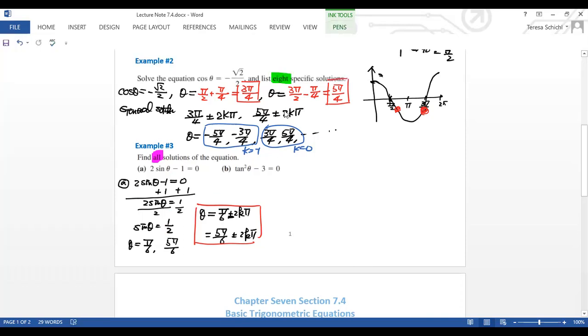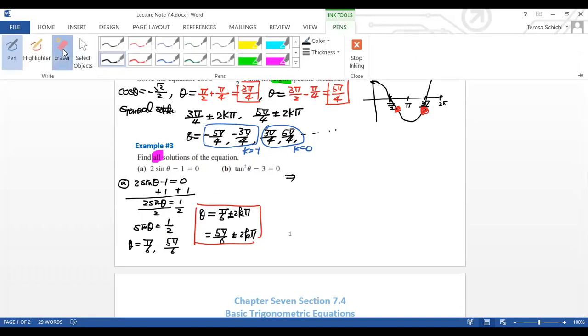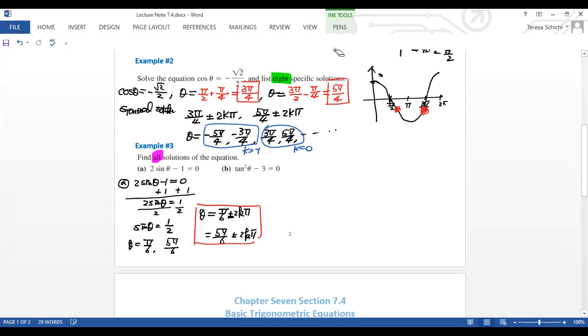The next one is the tangents, right? Okay, so in here, try to solve this equation, so I can just add 3 to both sides, correct? So I will have tangent square theta equal to what? Equal to 3, right? Okay, tangent square theta equal to 3, then I take the square roots, so it's tangent theta equal to the square root of 3, and tangent theta equal to the negative square root of 3.